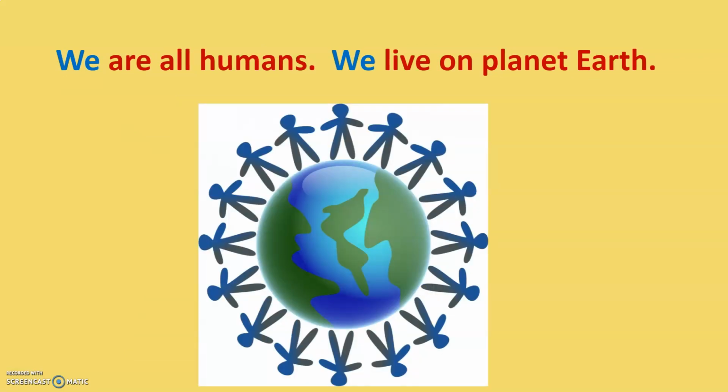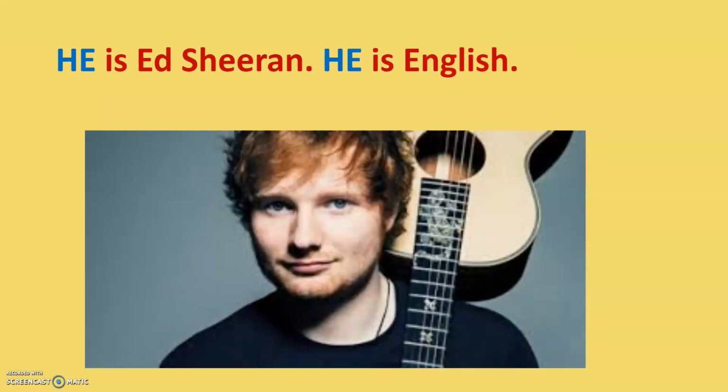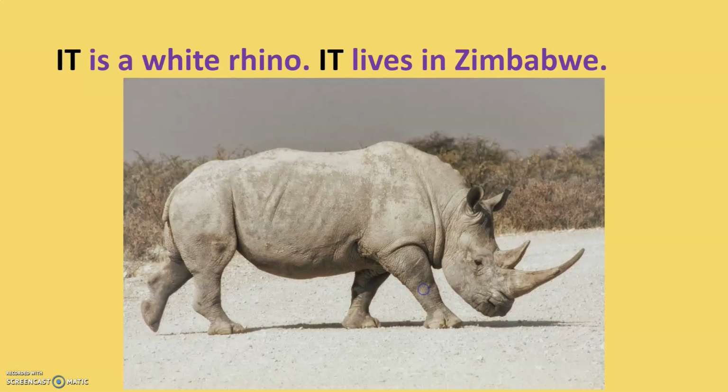We are all humans. We live on planet Earth. They are Blackpink. They live in Korea. He is Ed Sheeran. He is English. She is Shakira. She is Colombian. It is a white rhino. It lives in Zimbabwe.